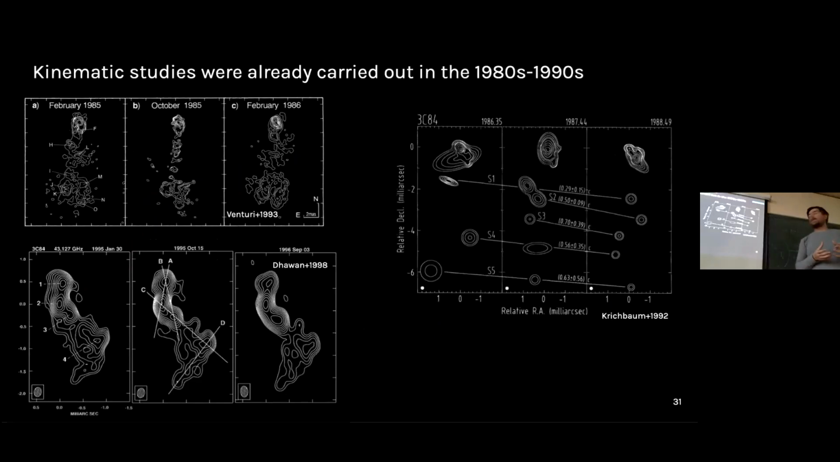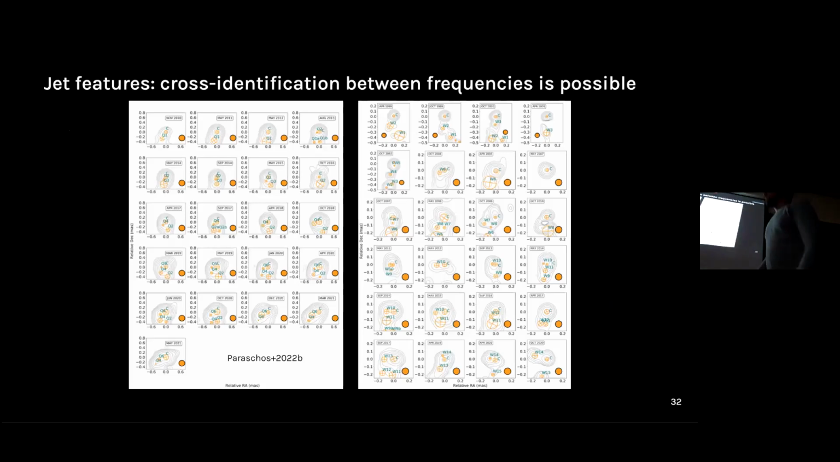Then we looked at the jet kinematics, so the components which are ejected from the core region. For this source, we already have data from the 90s. So kinematical studies were already carried out 30 years ago. So we have a large data set to compare to. Here are all the epochs that we use.